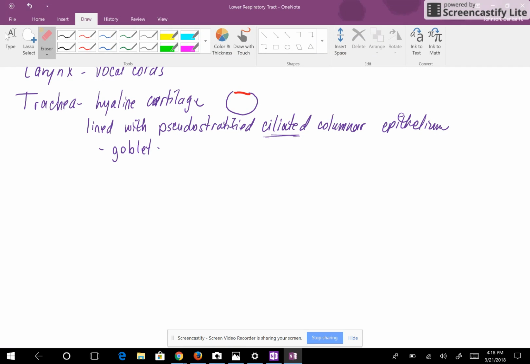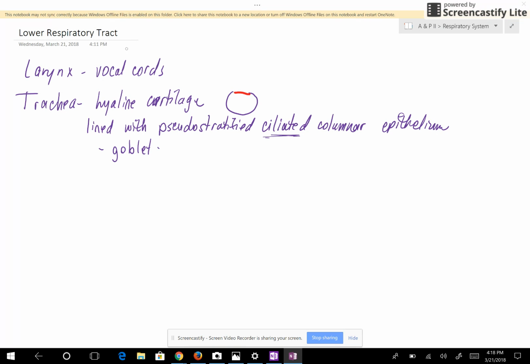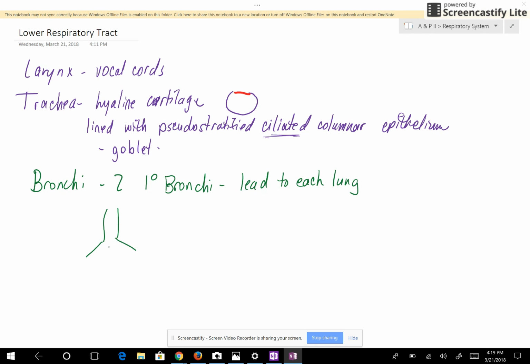Okay, the next structure after the trachea is actually going to lead to the bronchi. You have two primary bronchi. These are going to lead to each lung. Let's say here, this is the trachea, and it's going to branch something like this right here. So these right here are the primary bronchi.